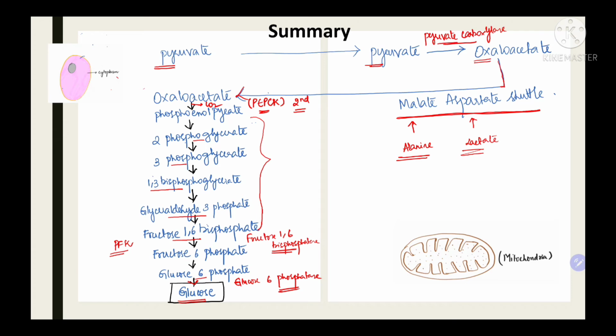So here, pyruvate carboxylase is one key gluconeogenic enzyme because it helps in the transport of pyruvate from the cytoplasm to the mitochondria by converting it into oxaloacetate. Phosphoenol pyruvate carboxykinase is the second key gluconeogenic enzyme because it overcomes the reaction that is catalyzed by pyruvate kinase in glycolysis. Fructose 1,6-bisphosphatase is another enzyme which overcomes the irreversible reaction catalyzed by phosphofructokinase in glycolysis, and glucose 6-phosphatase is another enzyme that finally results in the formation of glucose.